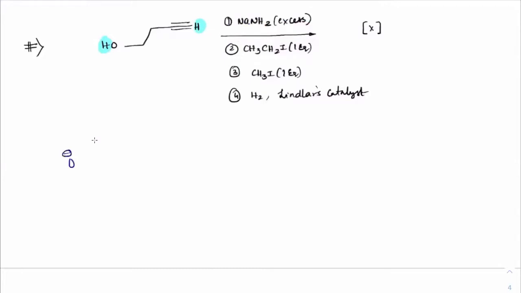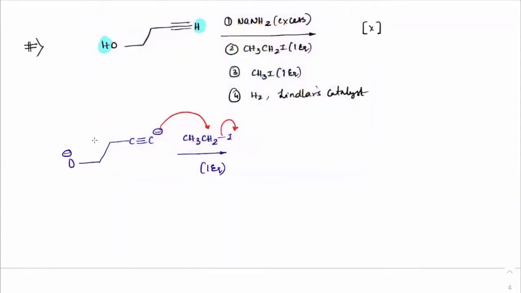So what do we get here? We get O minus connected with CH2, and another C triple bond C minus. This is how the compound is. Now, if you treat it with CH3CH2I of one equivalent, the question is whether the C minus attacks first or the O minus attacks first. Which is more electronegative between these two? O is more electronegative compared to C minus, so C minus is the better donor. So C minus will donate first, and I minus will leave.